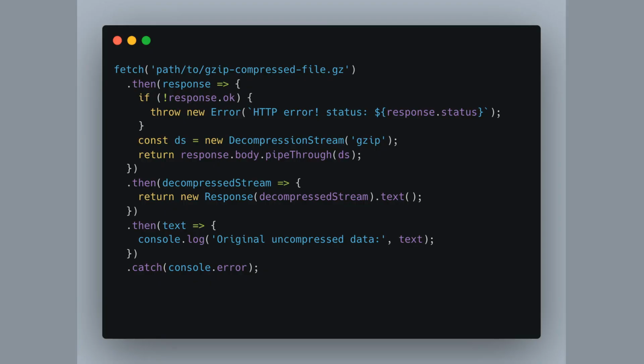Fetch API can work directly with compressed streams, too. Imagine you want to grab a file from a server, but it's all zipped up in gzip format. No sweat. You use fetch to get the file, ensure the response is good, then pass it through a decompression stream using gzip. It's like unwrapping a present. What you get is the original, uncompressed file content. Finally, you read it as text and log it out. It's that straightforward. If anything goes awry, you'll see an error in the console.